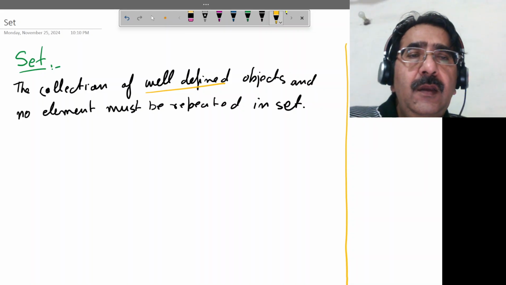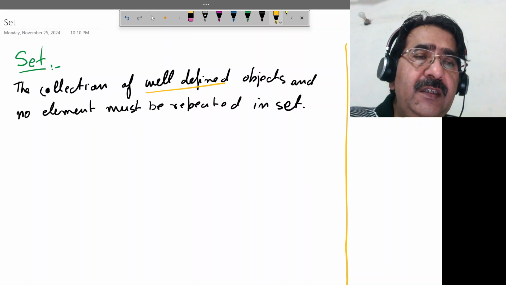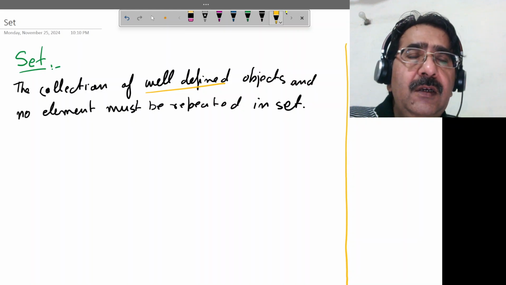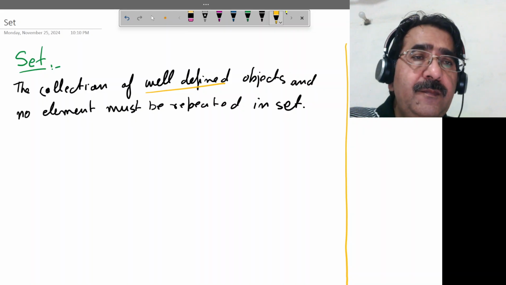Actually, well-defined objects mean there must be no doubt on that definition. The object must be very clear, without any doubt. For example, if I say the set of the most beautiful people, maybe the person I am considering the most beautiful, there is a possibility of the existence of a person who may be more beautiful than the person I assumed. So well-defined means the definition must be so clear that no type of doubt may apply to it.